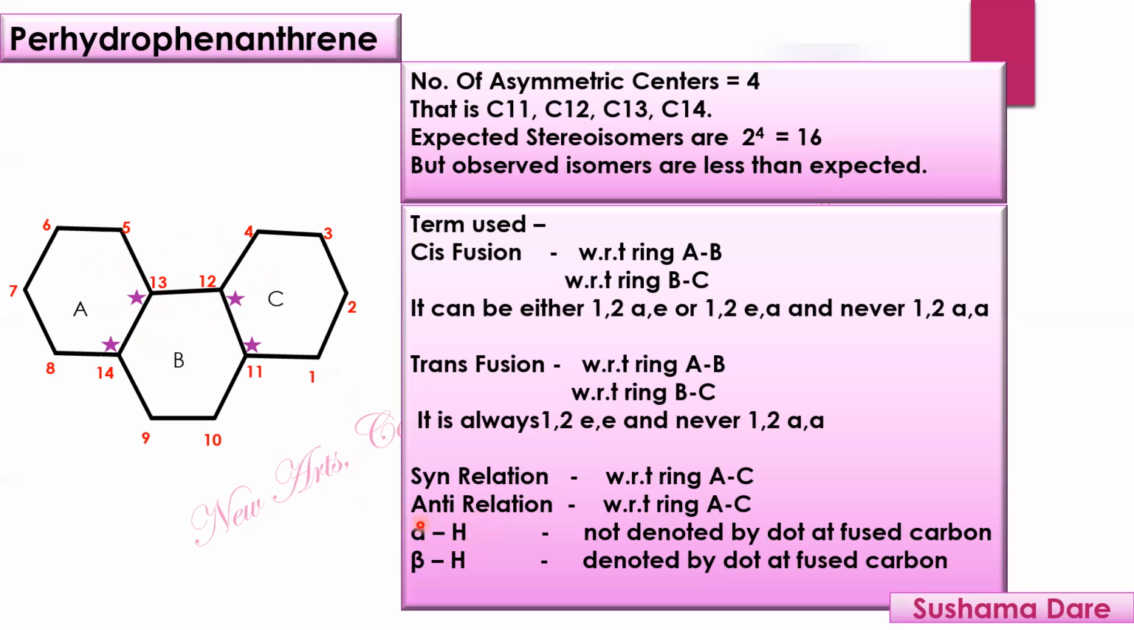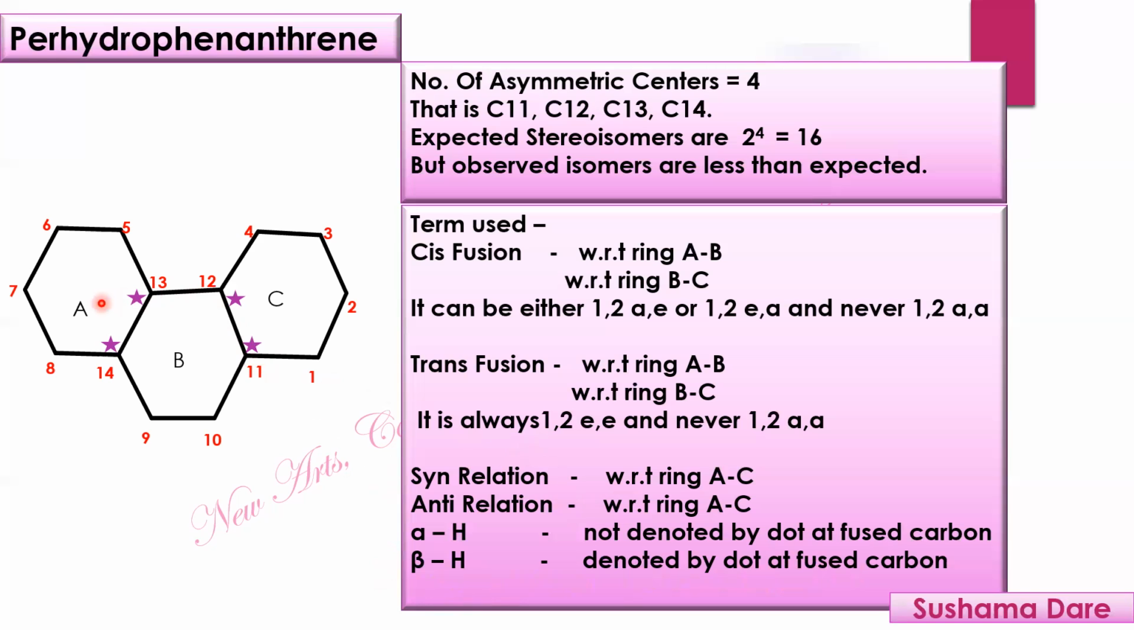One more thing that we have to always remember in this case: at the fused center, if the hydrogen is alpha, that is facing in the downward direction, these are the 4 fused carbons. At the fused carbon, if the hydrogen is facing in the downward direction, then it is not denoted by a dot. And if it is facing in the upward direction, then we have to place a dot at that fused carbon. So these are the different terms that we have to use in the perhydrophenanthrene structure.